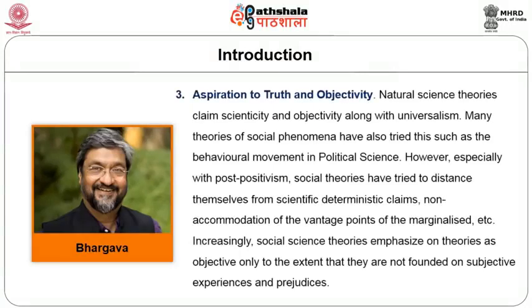A third characteristic of theory is its aspiration to truth and objectivity. Natural science theories claim scientificity and objectivity along with universalism. Many theories of social phenomena have also tried this, as in the behavioral movement in political science. However, especially with the rise of post-positivism, social theories have tried to distance themselves from scientific deterministic claims, non-accommodation of vantage points of the marginalized, etc. Increasingly, social science theories emphasize that theories are objective only to the extent that they are not founded on subjective experiences and prejudices.